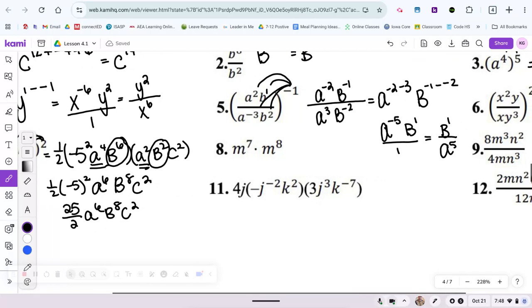Number 8 is just straight up addition. So m to the 7 plus 8, or m to the 15th.